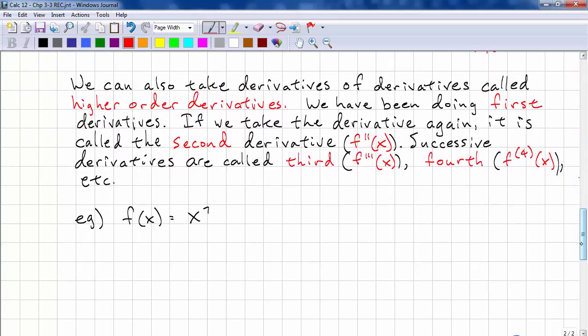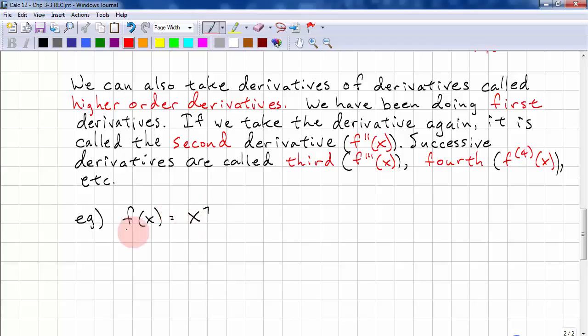So we can also take derivatives of derivatives, and these are called higher order derivatives. And we've been doing the first order derivative, but if we take the derivative again, it's called the second derivative. And successive derivatives are called third and fourth, etc.